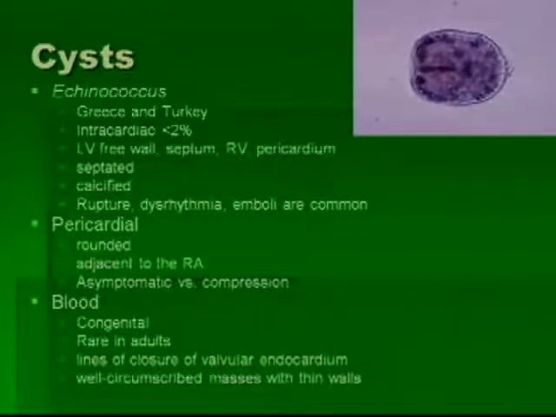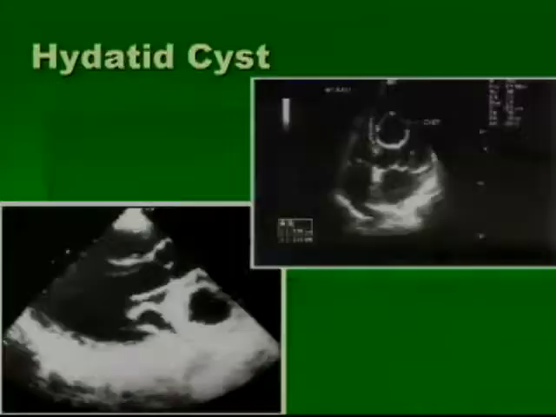Pericardial cysts are somewhat considered normal structures. They can be rounded, and adjacent to the right atrium is the most common location. They can be asymptomatic, but their potential for causing problems is in the fact that they can compress heart structures. Blood cysts tend to be congenital. They're actually rare in adults. They appear on lines of closure of valve endocardium, and they can be well circumscribed masses with very thin walls.